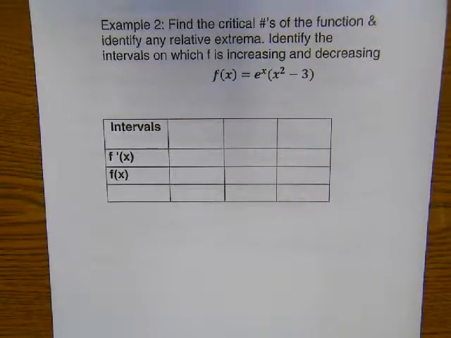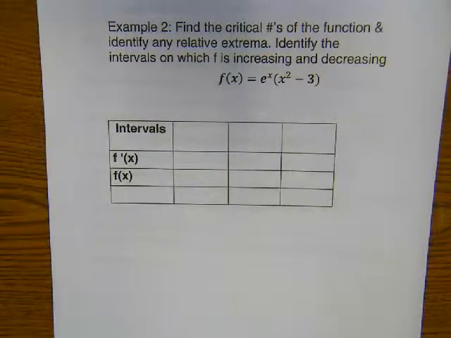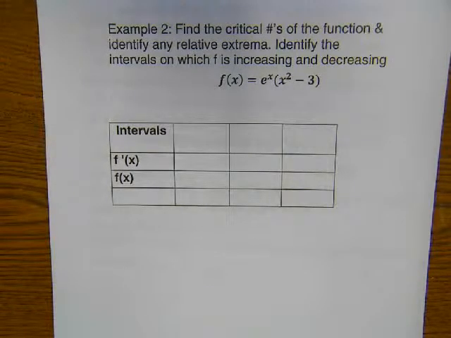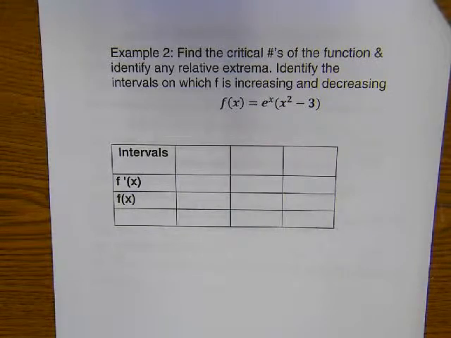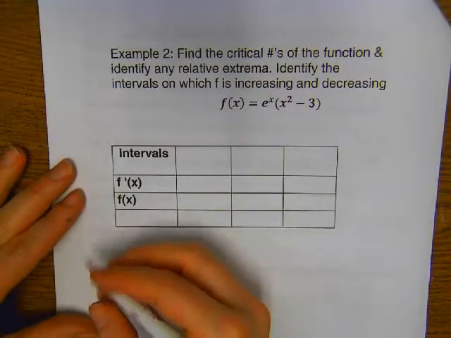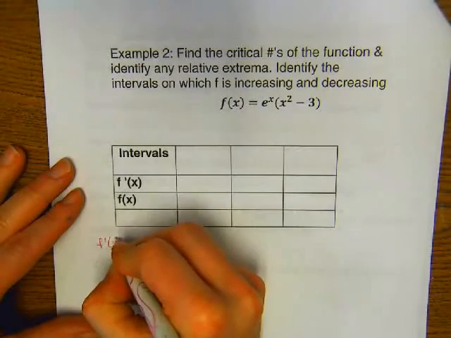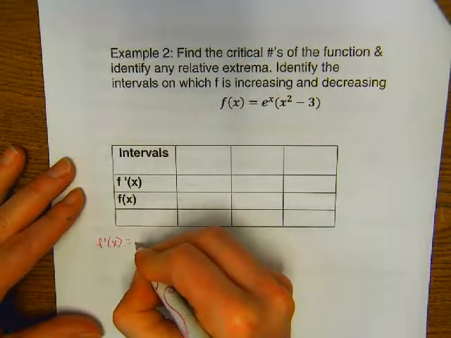Let's take a look at the second example. So this is asking a little bit different question. We're going to find the critical numbers of the function and identify any relative extrema. We're going to also identify the intervals on which f is increasing and decreasing. I think I might run out of time on this, so this might go into a second video. So to find the critical numbers, we're going to find where the derivative is undefined or 0.